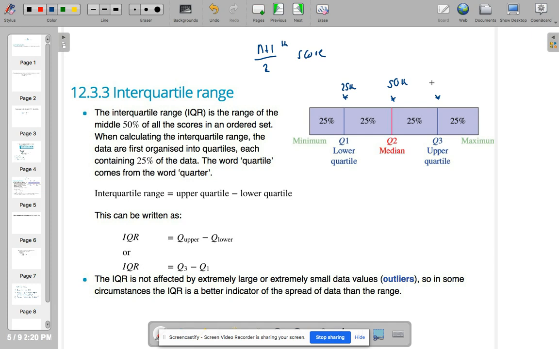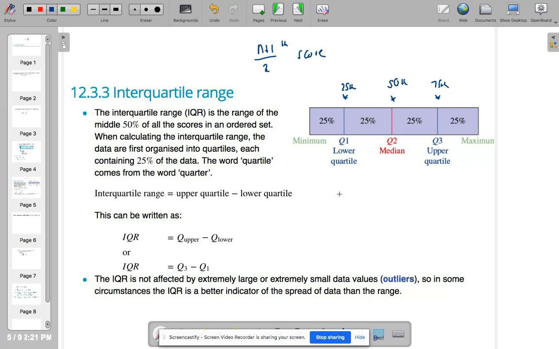And the one up here, the 75th percentile, or the upper quartile: 75% of people are below it, 25% of people are above it. So how do we find these quartiles? We'll look at that in a minute. But there's a thing called the interquartile range, and it's the upper quartile minus the lower quartile.